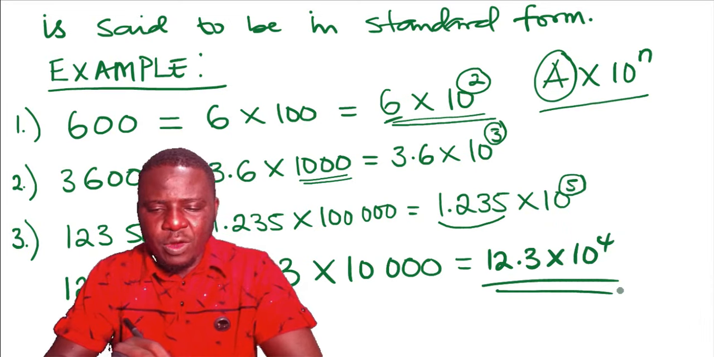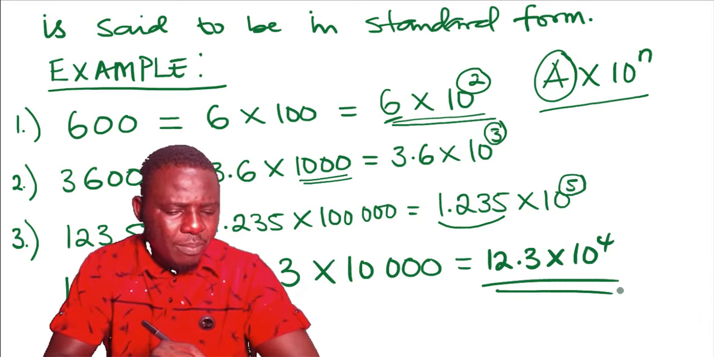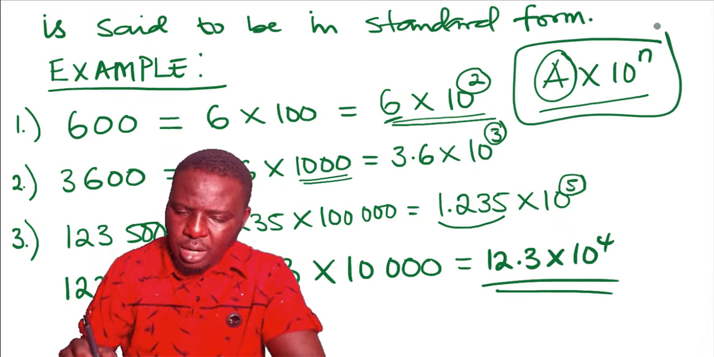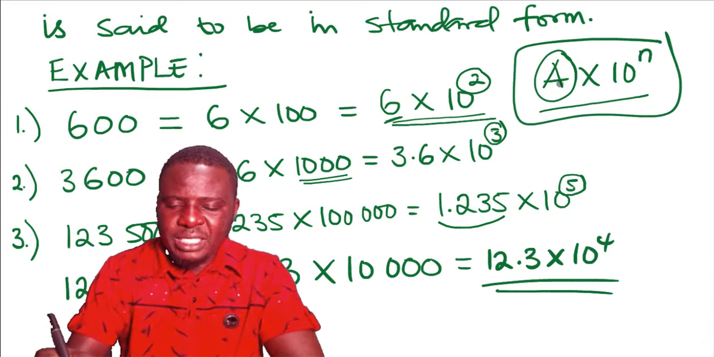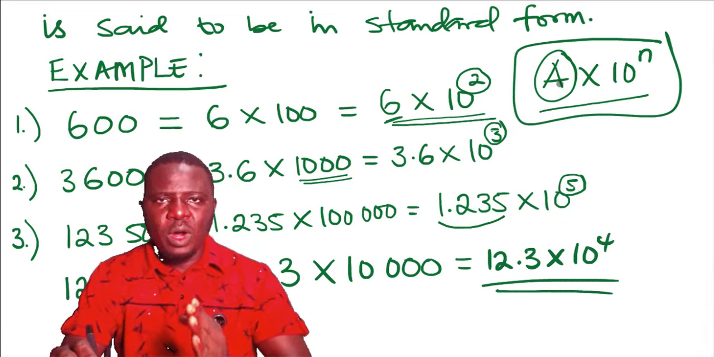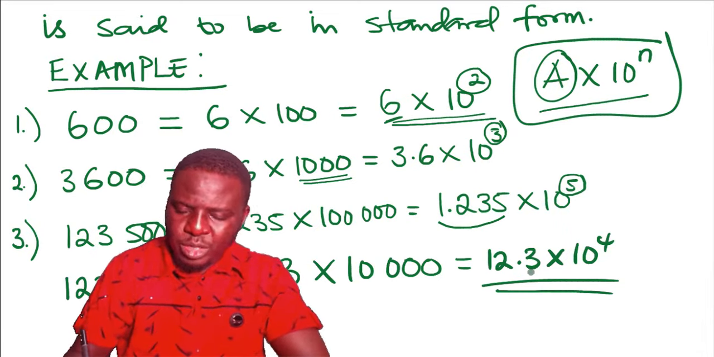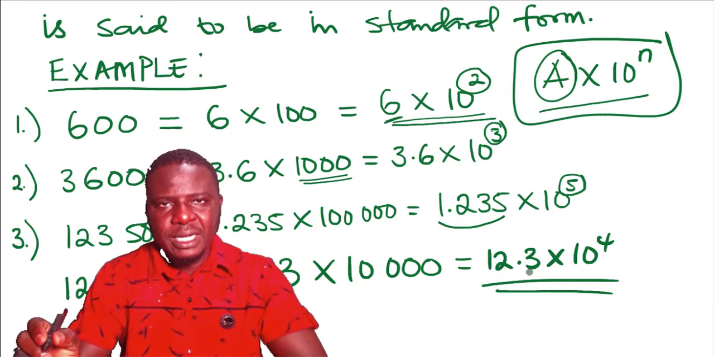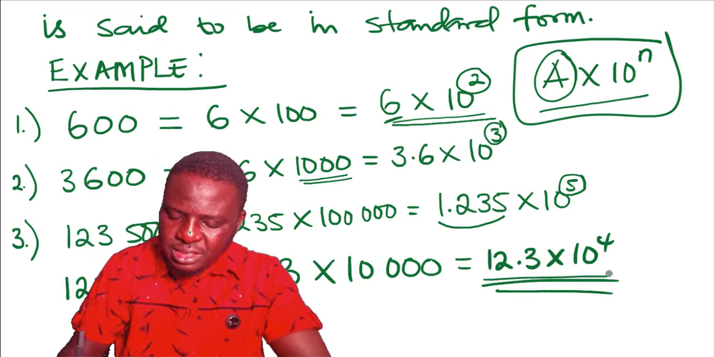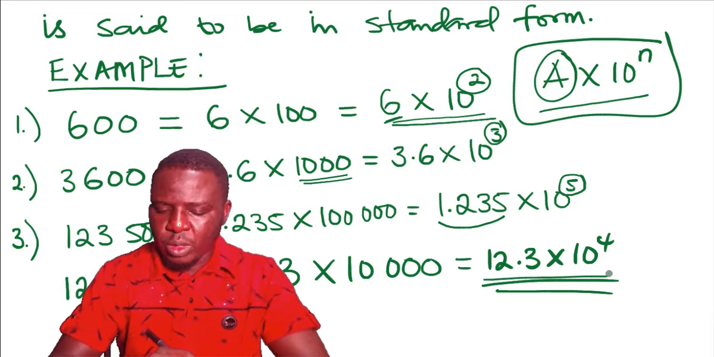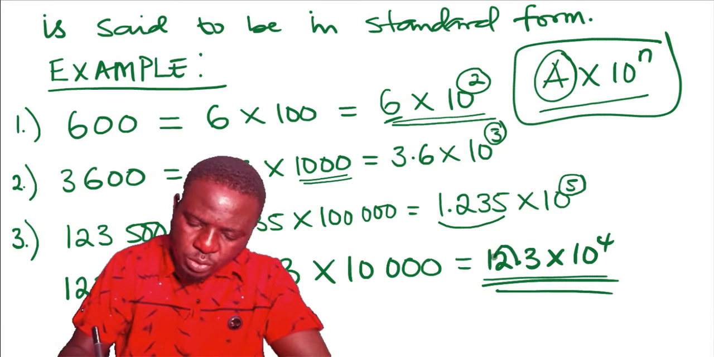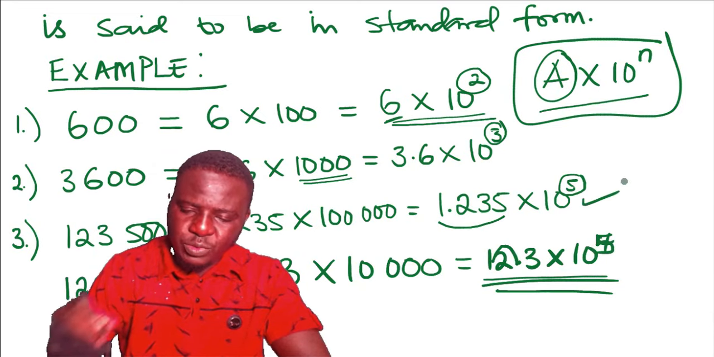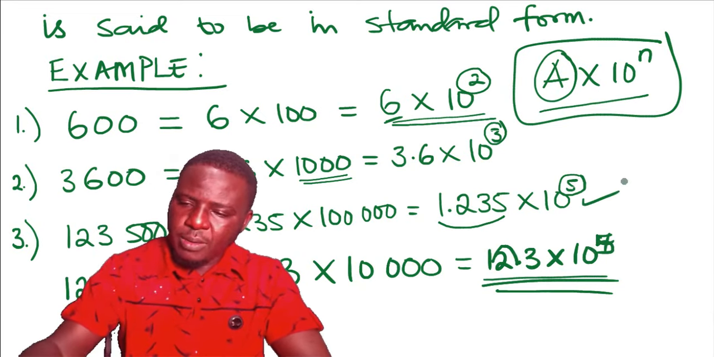This cannot be said to be in standard form because it does not meet this criteria. Why? a is defined as a digit that falls between 1 and 10, but this is 12.3, of which 12 is more than 10. So that defies the condition. But rather, if you move the decimal point one step forward, it increases the power to 5, which gives you the correct expression.